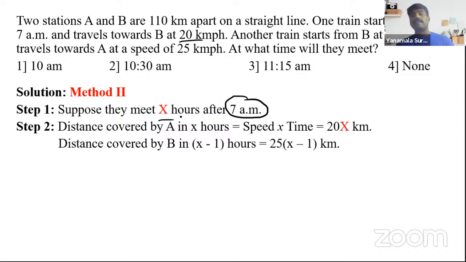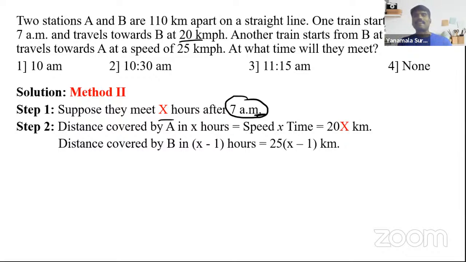Now, the second train I need to take. See, here they had given 8 a.m., but I'm taking reference as 7 a.m., right? I have to go back exactly 1 hour, which is not possible. So logically, I'm just doing this problem like this, but practically it is not possible.